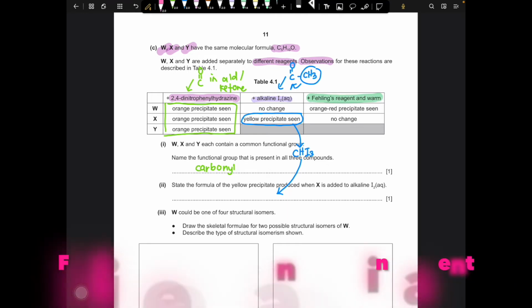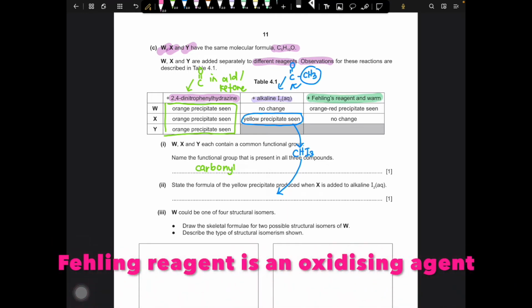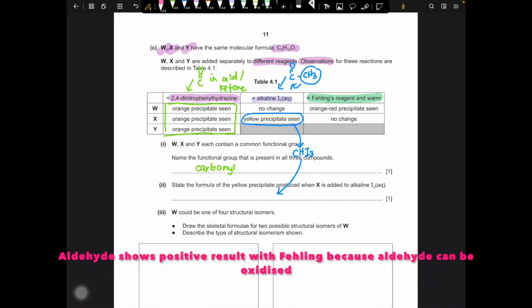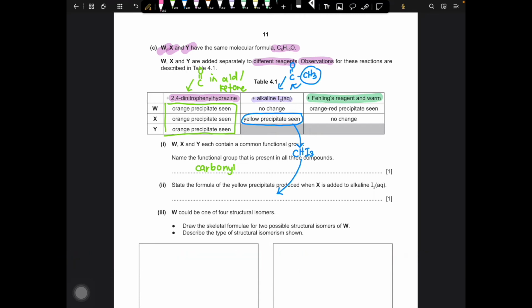So Fehling reagent is a reagent used to differentiate between aldehyde and ketone. Generally, only aldehyde will produce a positive result in a reaction with Fehling reagent. So since only W produce a positive result, it means that W is an aldehyde and X is a ketone.